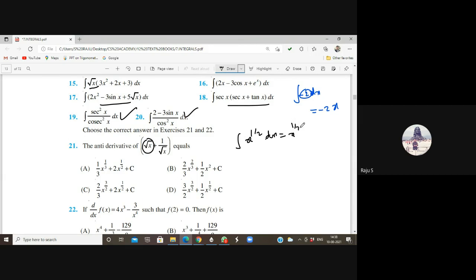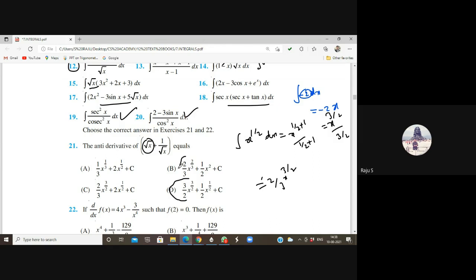X power 1 by 2 plus 1 by 2 plus 1. That is x power 3 by 2 by 3 by 2, which is nothing but 2 by 3 x power 3 by 2. Everyone should remember this root x formula. So 3 by 2 x power 3 by 2, or 2 by 3 x power 3 by 2. Which is correct? This is option C. Is it right?